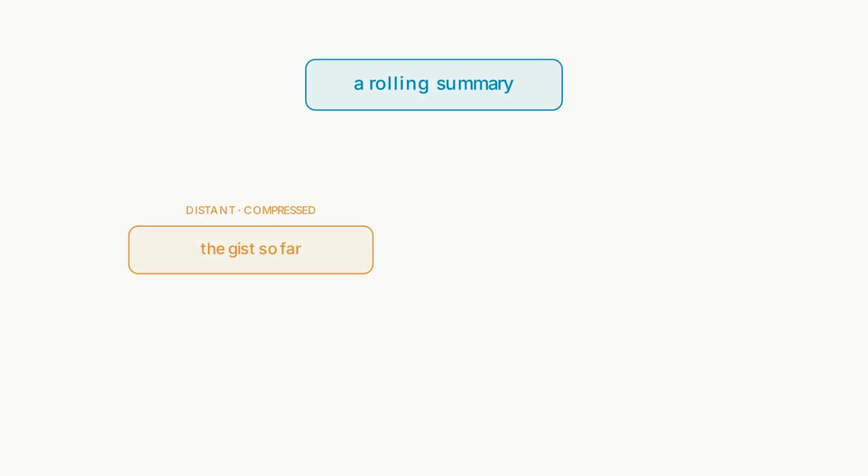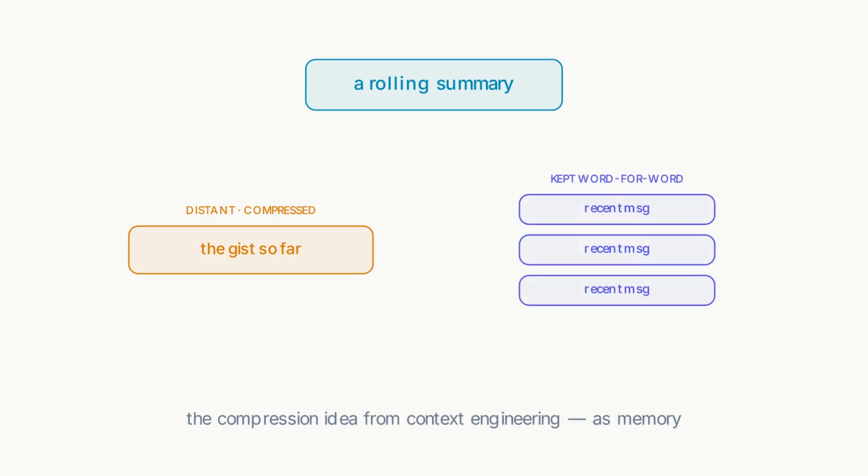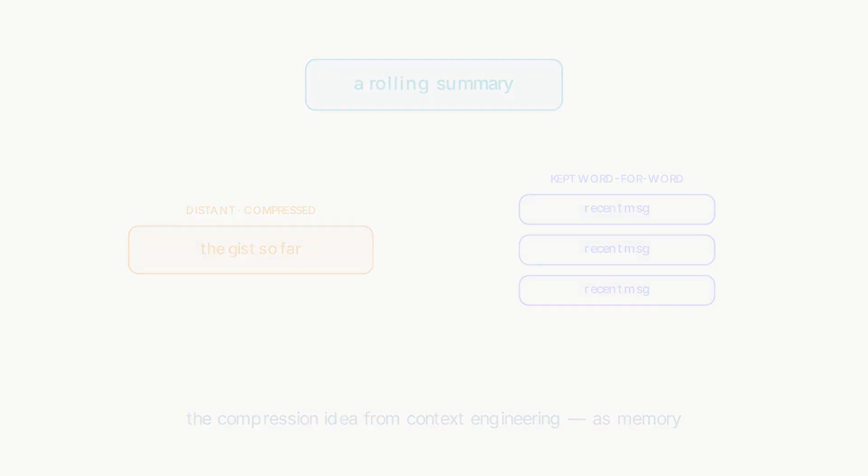This is often called a rolling summary. The agent keeps a running gist of everything so far, updating it as the conversation moves. The recent messages stay word for word because they matter most. The distant ones live on, compressed in the summary. It's exactly the compression idea from my context engineering video, working as memory.